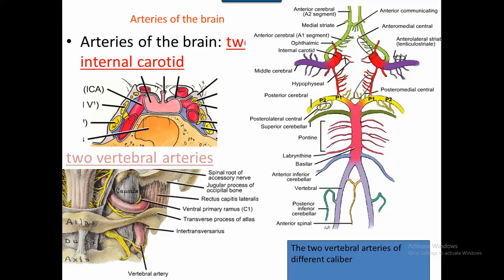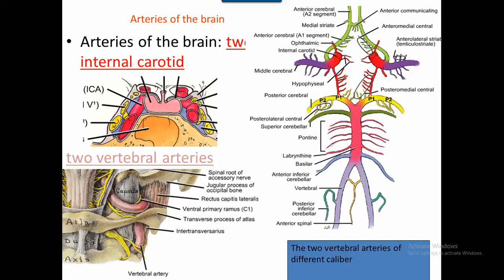Then the three arteries, which are the anterior cerebral artery, the anterior communicating artery and the posterior communicating artery, with the posterior cerebral artery, make a circle, the circle of Willis.